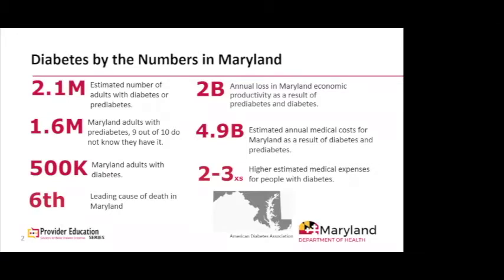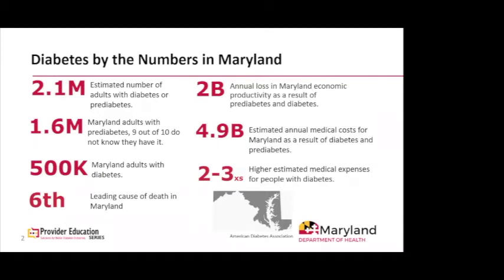There are more than 100 million adults in the United States living with diabetes or prediabetes, and nationally, about 1 in every 7 healthcare dollars is spent treating diabetes and its complications. Among the 6.1 million people living in Maryland, there are an estimated 2.1 million adults with diabetes or prediabetes. 1.6 million of those are people with prediabetes, 90% of whom don't know they have it.